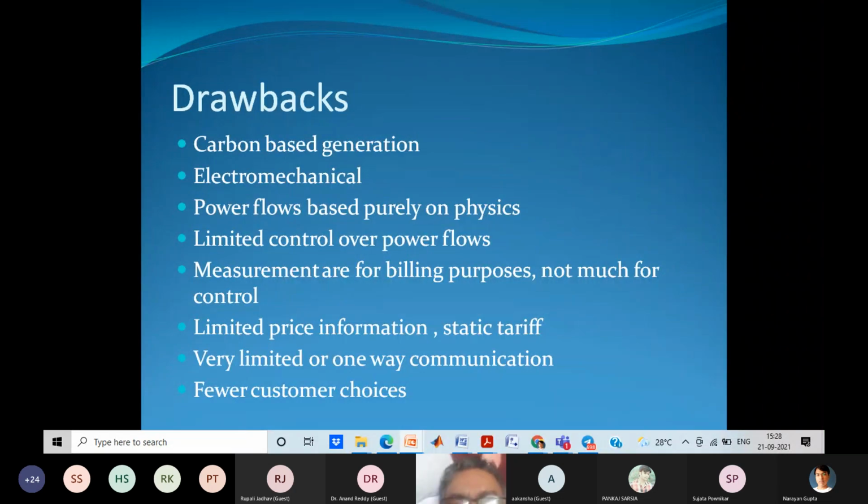You see that. So electromechanical power flows based purely on physics. Limited control over power flows. ज़्यादा control नहीं है, limited control है. Now we can control by a phase angle control or a voltage control.